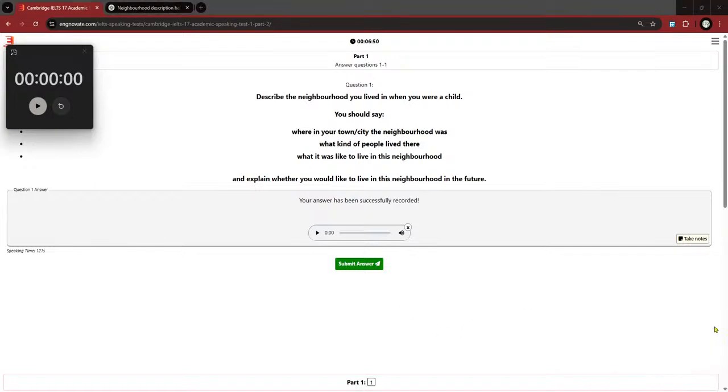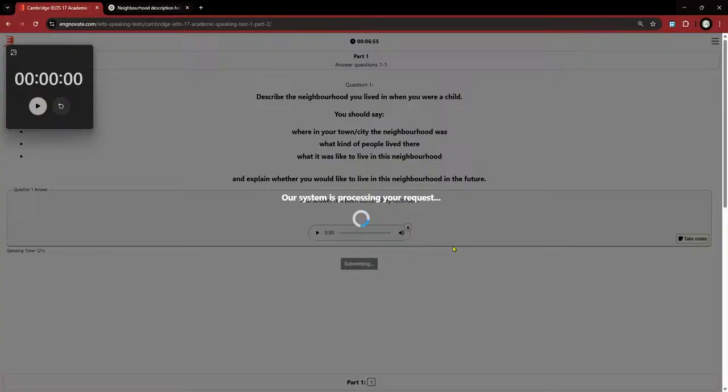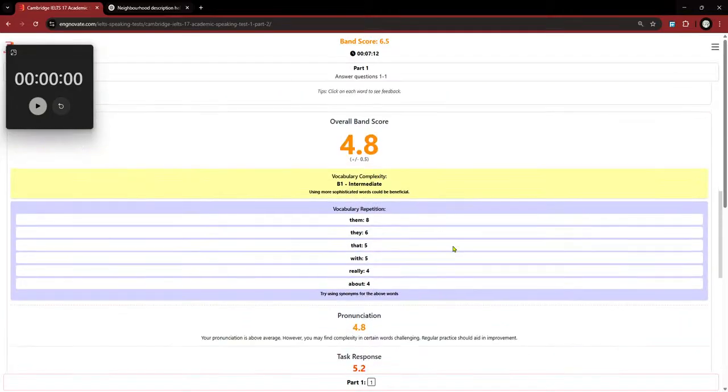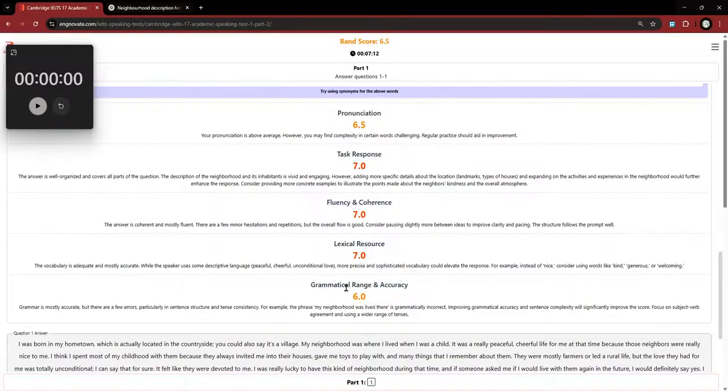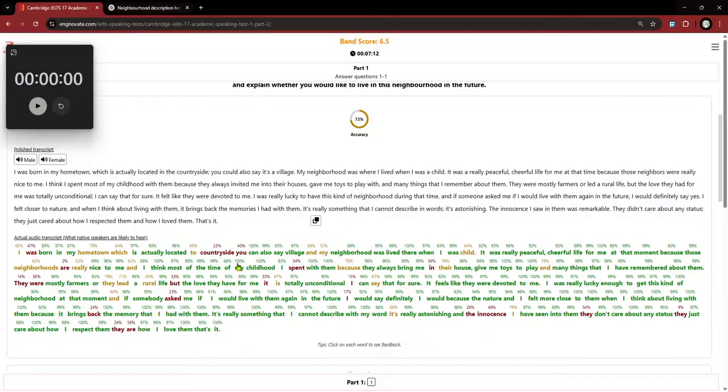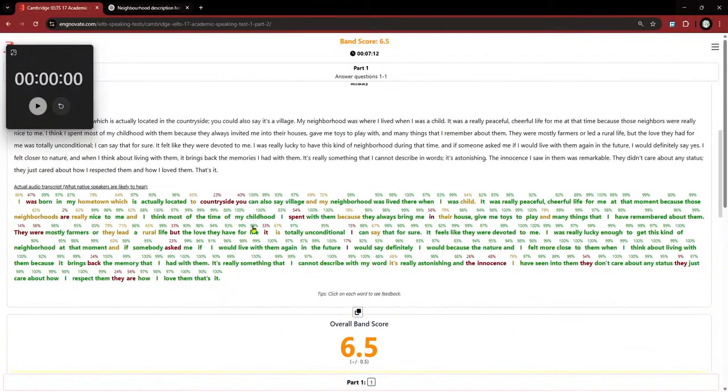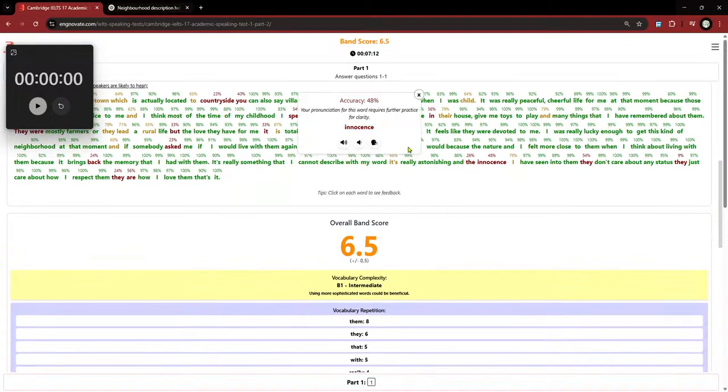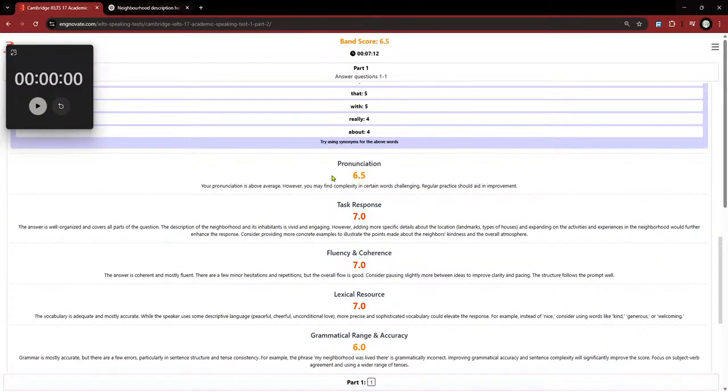Okay. I think this answer is not that bad. I didn't use many words. Maybe, let's see. It's processing your request. Okay, 6.5. Task response, all right, 6. Grammatical mistakes. Pronunciation 6.5. Why, man? Countryside, what's with the countryside? It is definitely 7. This pronunciation is weird. Innocent. Astonishing. Okay, let's not look at the pronunciation.